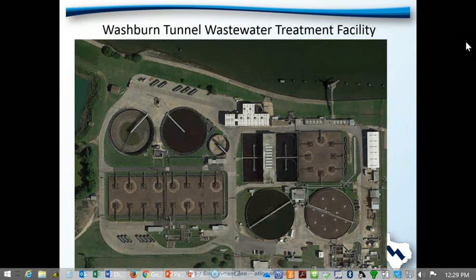So Washburn Tunnel facility, it's treating primarily refinery waste, though it does have chemical waste, and about 8 to 10% contribution from municipal waste.